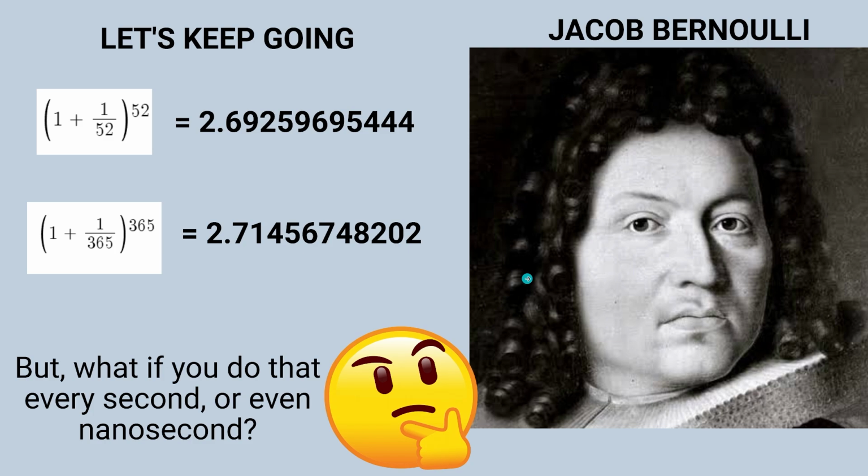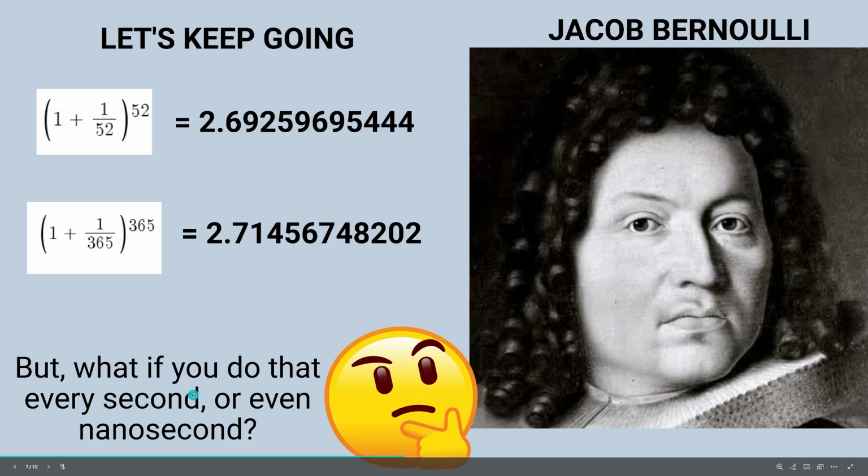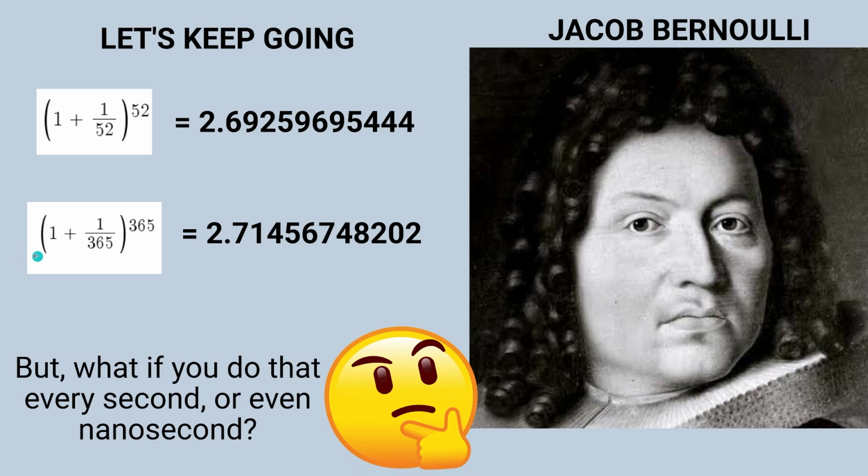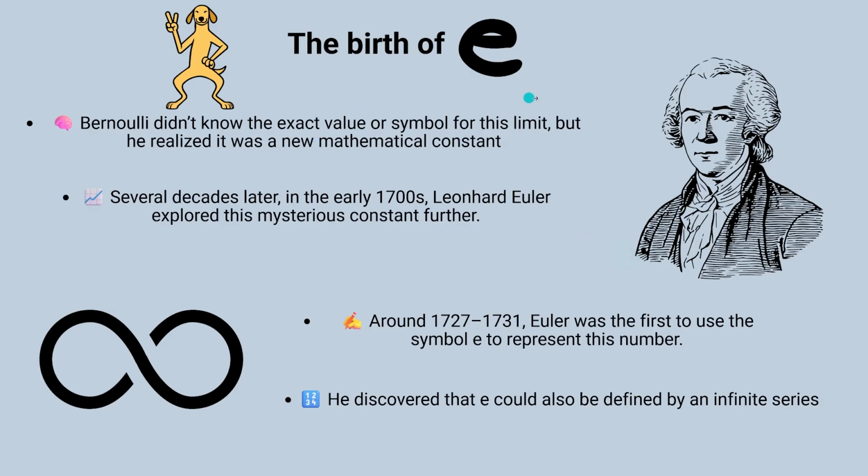So Jacob Bernoulli didn't actually work it out. He didn't take the number to like a billion or something. So he only knew that the number is above 2.7. Okay. But then, a few decades later, in the early 1700s, this guy Leonhard Euler explored this constant further.